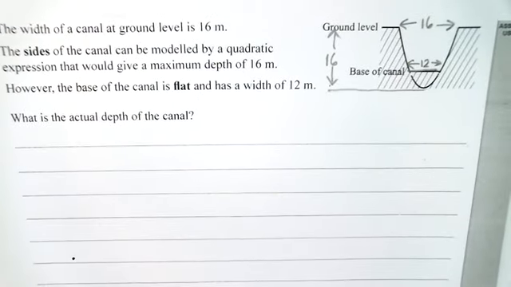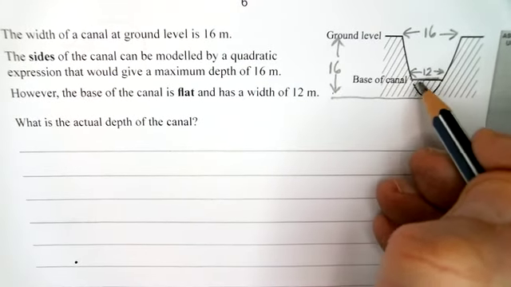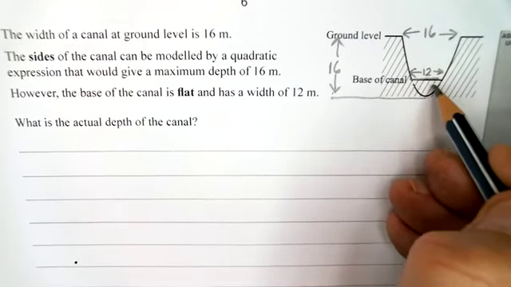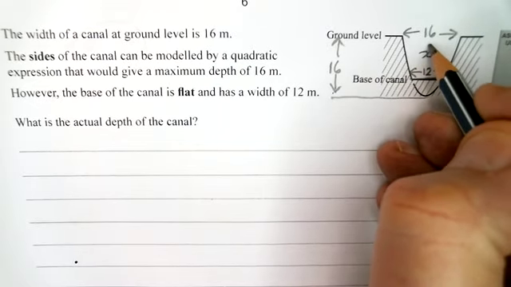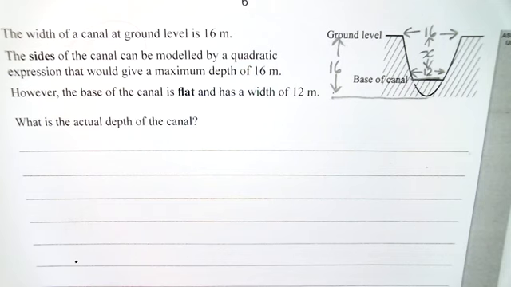So it says, what is the actual depth of the canal? So it's wanting the actual depth, in other words, from the top to the bottom, how far is this? I'm just going to put an X question mark with an arrow in there somewhere. So we're going to find that. So first of all, let's model the parabola.